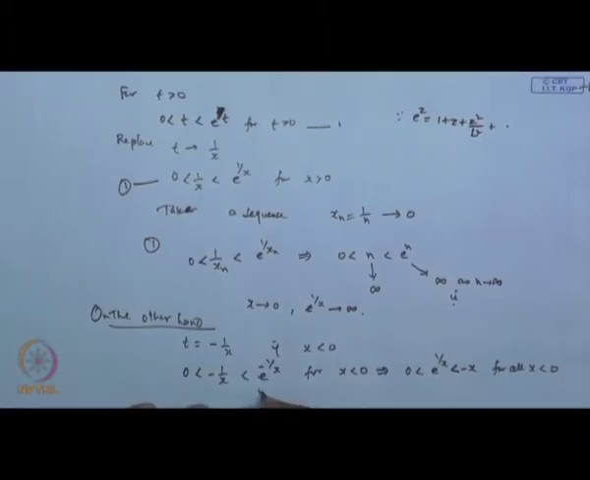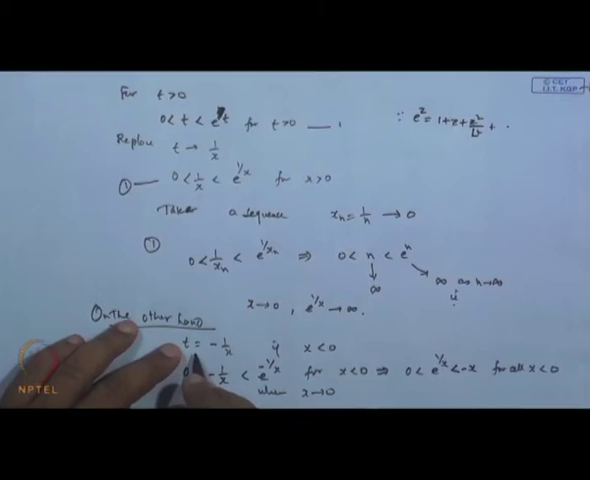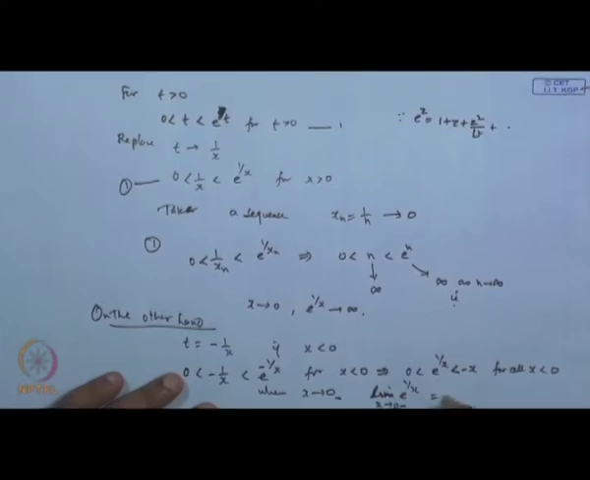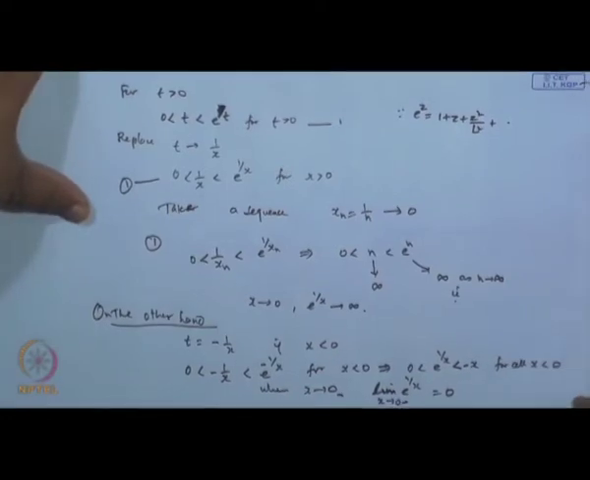So when x tends to 0, what happens? From the left hand side, this will be 0. So this limit comes out to be 0. So this implies the limit of e^(1/x) when x tends to 0 from the negative side is 0. Therefore, this limit is done.